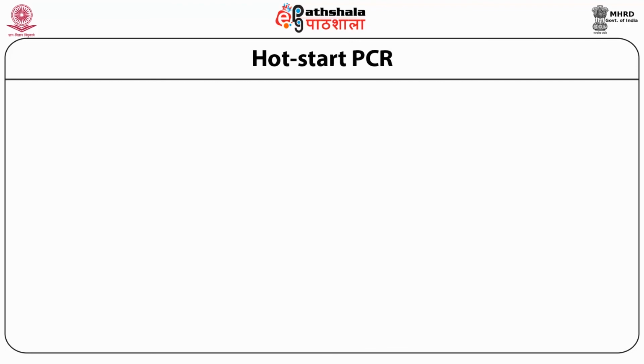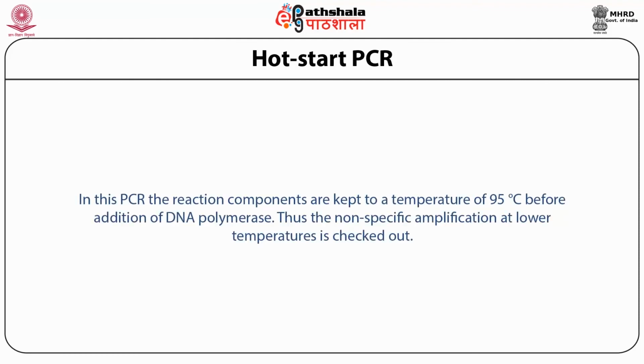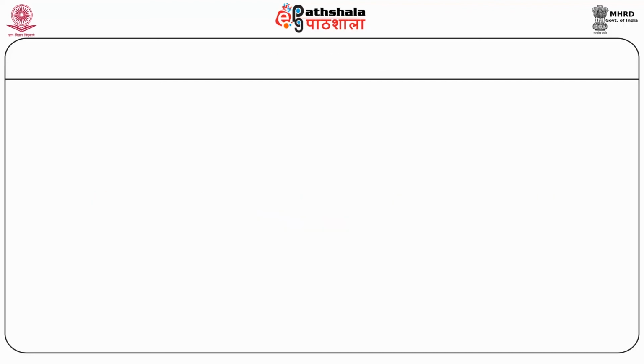Hot start PCR is performed manually by heating the PCR reaction components to a temperature of 95 degrees centigrade before addition of DNA polymerase. It reduces the non-specific amplification of target DNA.